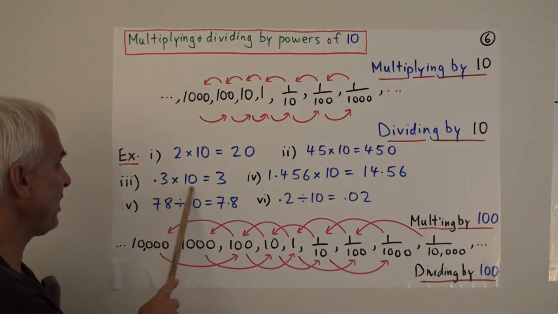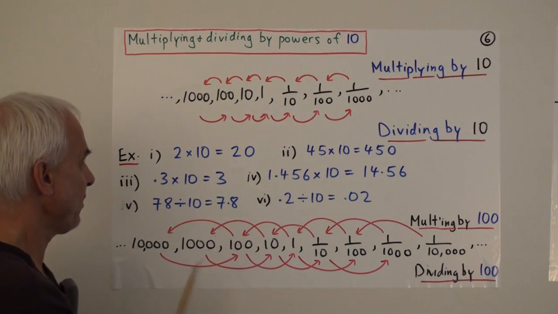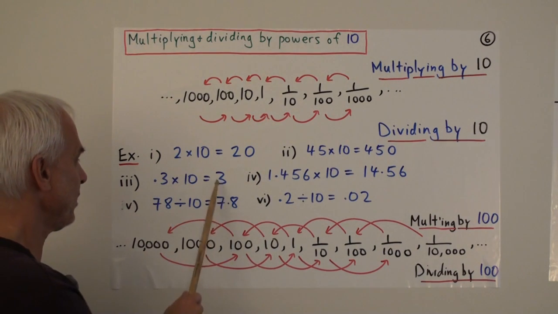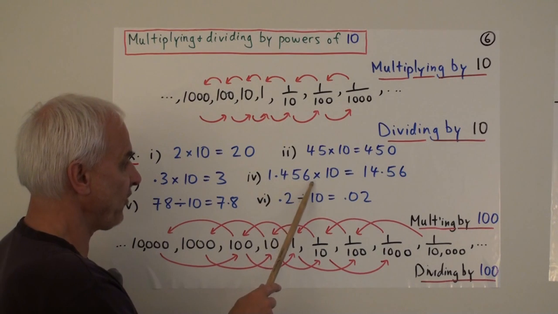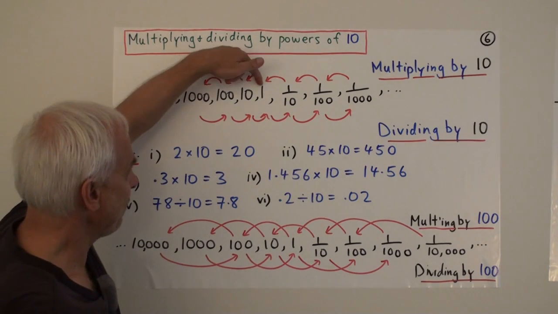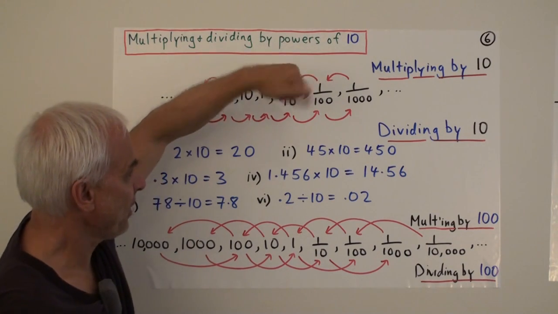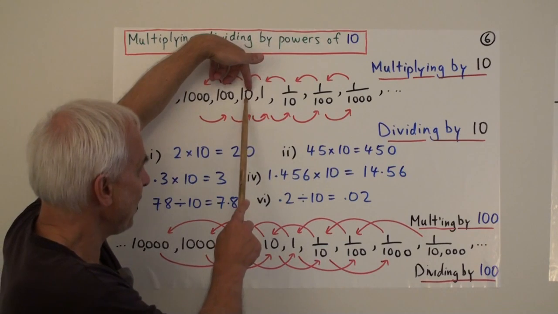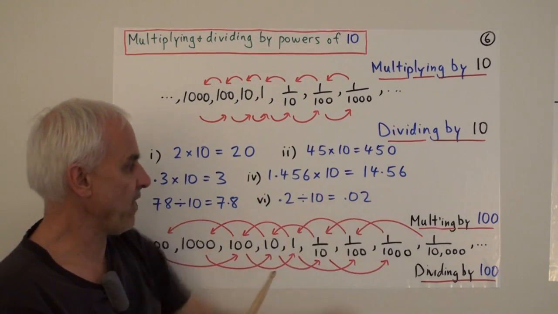If we have 0.3 times 10, well, the 0.3 is 3 of those. If we multiply by 10, we're going to get 3 of those. So we get 3. If we have 1.456 times 10, we have 1 of these, 4 of these, 5 of these, and 6 of those. If we multiply by 10, everything moves over to the left. We have 1 of these, 4 of these, 5 of these, and 6 of those. 14.56.